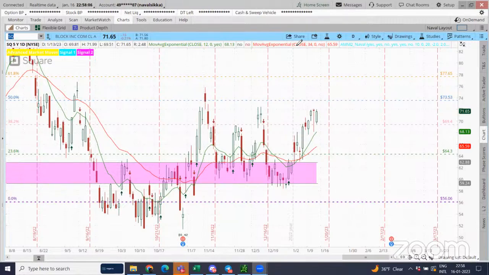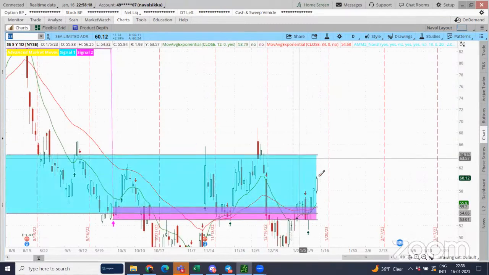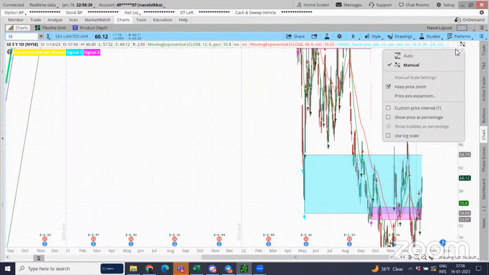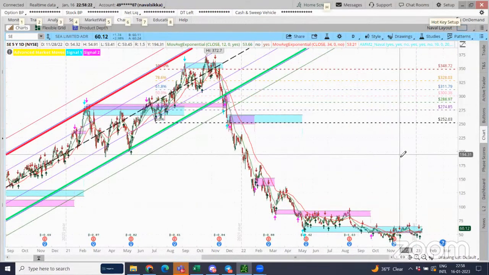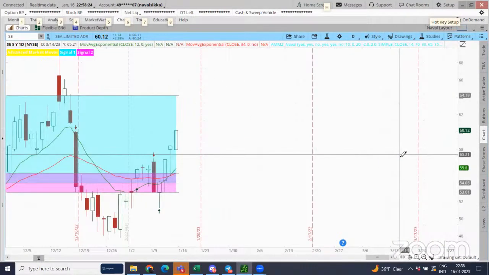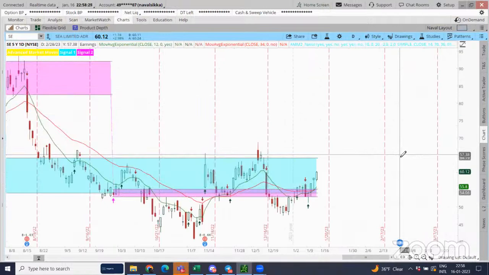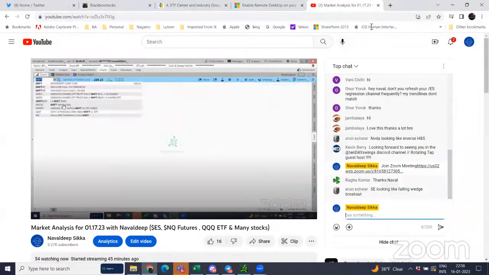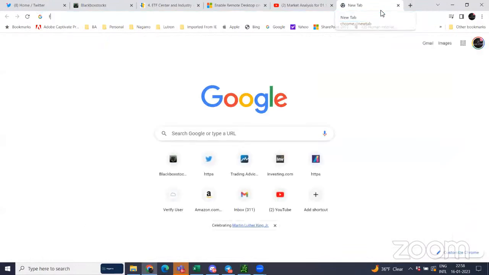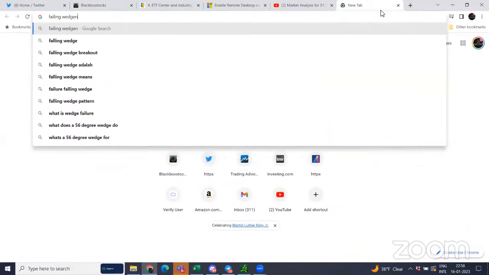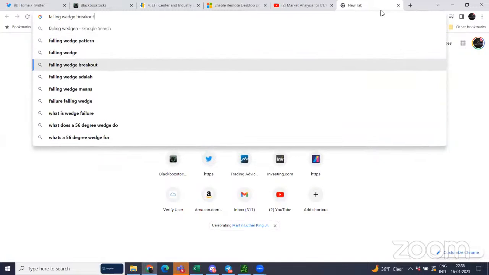SE is a falling wedge breakout. I can check SE. Let me just share the falling wedge breakout pattern.